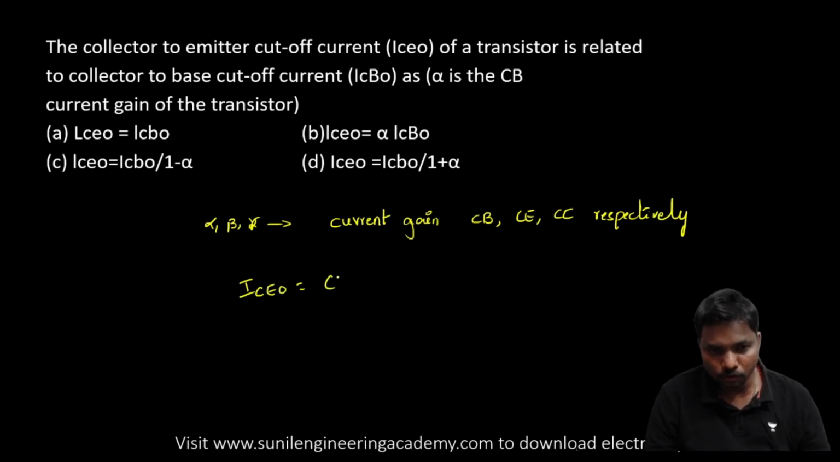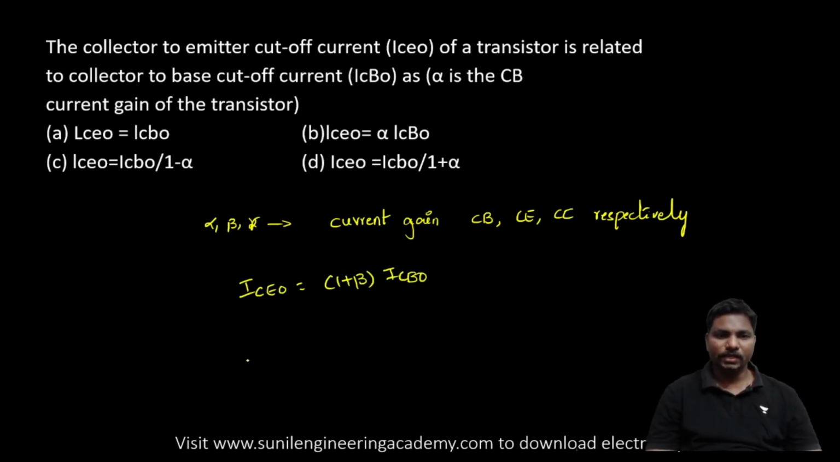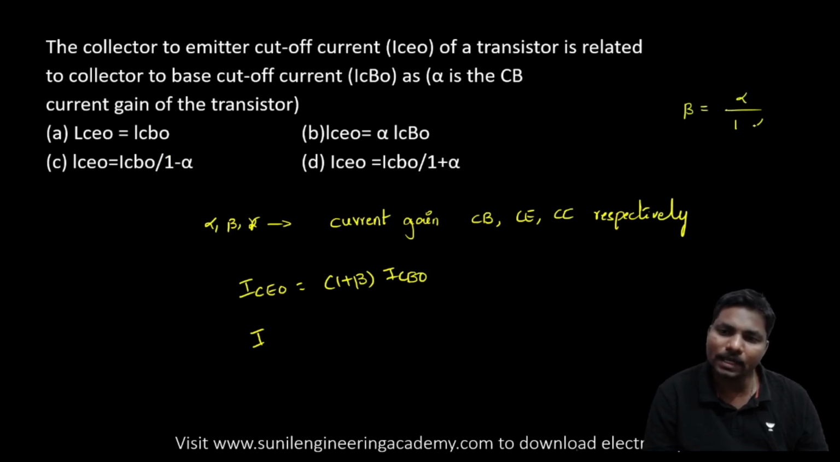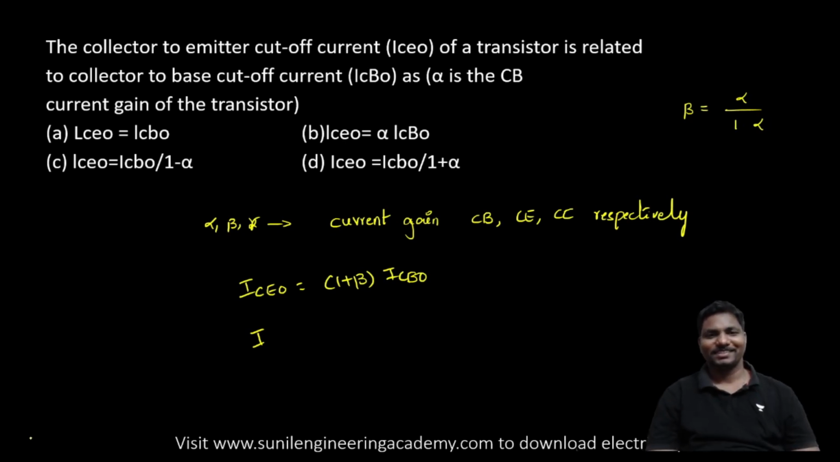Here we know ICEO is equal to 1 plus beta times ICBO. Okay, so ICEO is higher than ICBO. So in this case, if you want to get this in terms of alpha, we just have to substitute beta in terms of alpha. Beta is equal to alpha by 1 minus alpha.